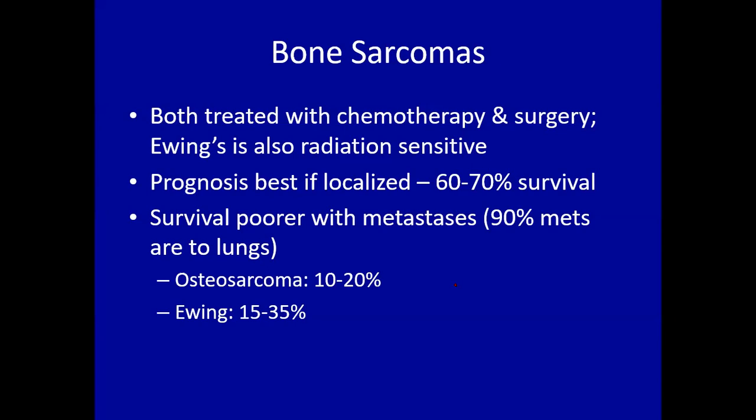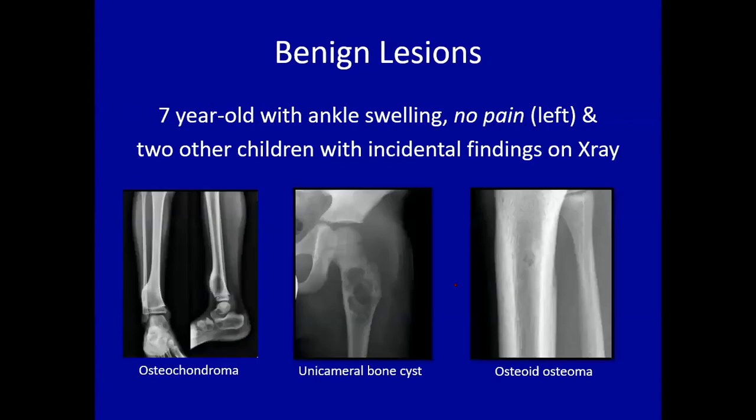Ewing's is also radiosensitive. Prognosis is best if localized, 60 to 70% survival rate. Survival is poor with metastasis, 90% mets to the lungs. Ewing sarcoma and osteosarcoma are both displayed there. Now, these are some benign lesions. A 7-year-old with ankle swelling, no pain. Two other children also do too. So these are those ones we first saw and we said, oh, they're cancer.